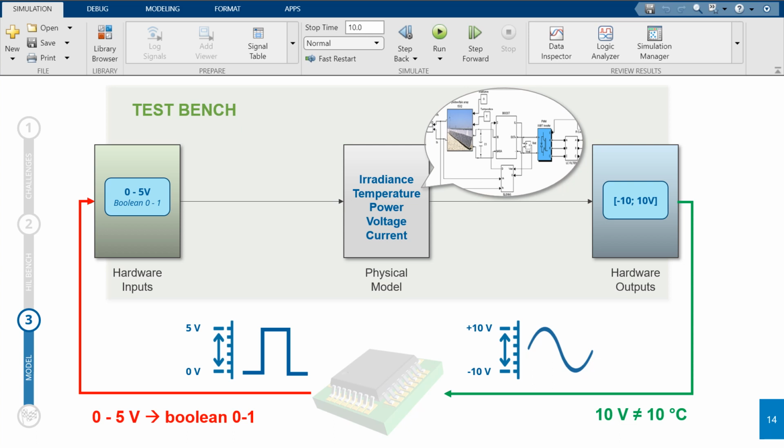Similarly, the controller could send some logic command to enable or disable the converter, but this signal would presumably be a 5-volt signal, which would need to be translated into logical values 1-0 or on-off. So we need to convert the electrical values into physical engineering values at the input of the bench and vice versa at the output of the bench. This is what these question marks are for.